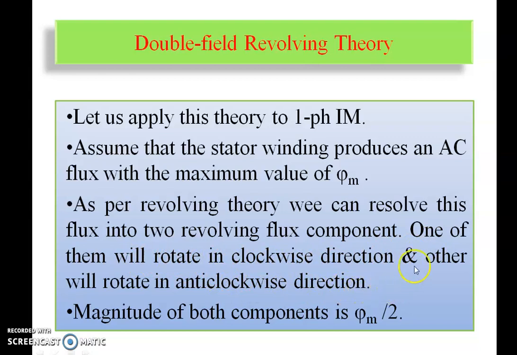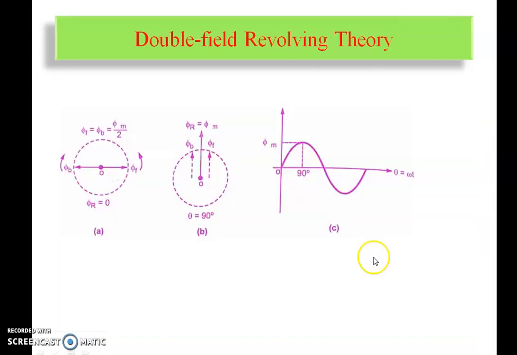What the meaning of this sentence is, we will see later, but we can just remember that the magnitude of both components is phi m by 2. Whatever the maximum value is, half of it is the value of each one. Half, this phi m by 2 plus phi m by 2, will get phi m. But the directions are exactly opposite to each other. So let me clarify this with the image.